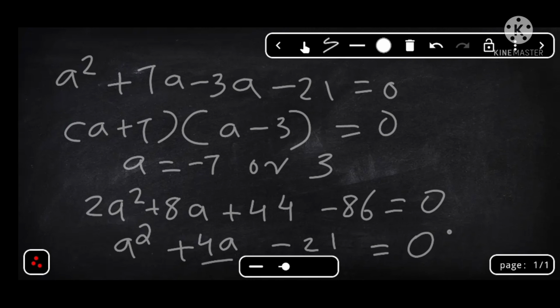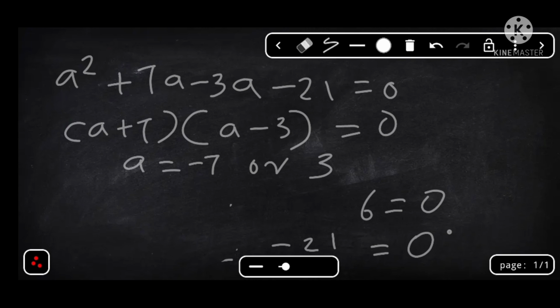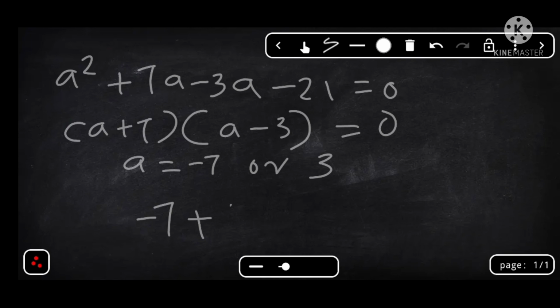So the required sum, we are supposed to find out the sum, right? So how to find out the sum? Minus 7 plus 3, that is equal to minus 4. So we got the values of a. They were saying there are two values for a. The values are minus 7 and 3, and we are supposed to find out the sum. So minus 7 plus 3 is minus 4.